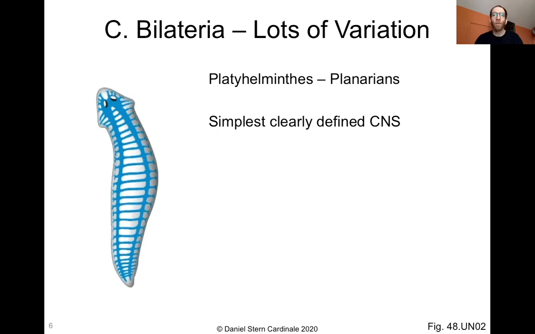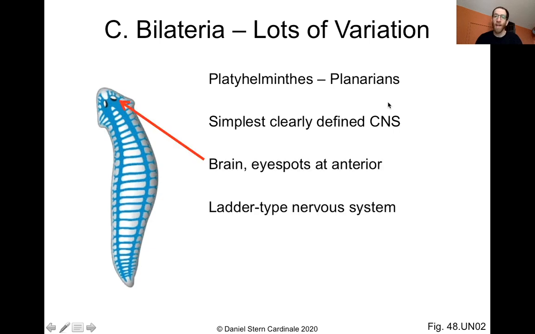Now, once we get to organisms that have clear bilateral symmetry as adults, we see a lot of variation. One example of this is within the Platyhelminthes, the flatworms. Some of the free-living members of this phylum are planarians. So this is a planarian right here. And if you are in a biolab, you may see planarians at some point because they're very common aquatic organisms. Planarians have what we consider the simplest, clearly defined central nervous system, or CNS.